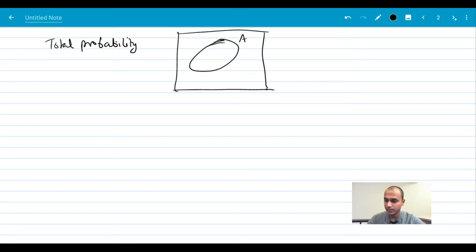But let's say this is the event A, and this event can actually be broken down somehow, as follows. Let's say I break the sample space into multiple events. Maybe my first event is this, B1. My second event is this bar over here, B2. Maybe the third event is B3, the fourth event is B4, and the fifth event is B5. And A is this ellipsoidal looking thing in there, and this is the sample space.